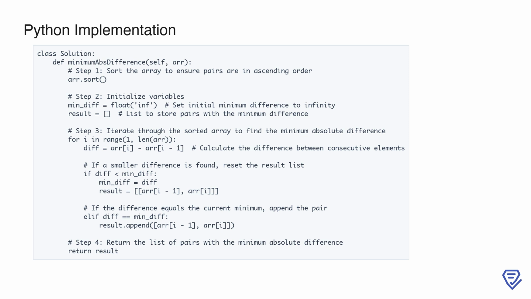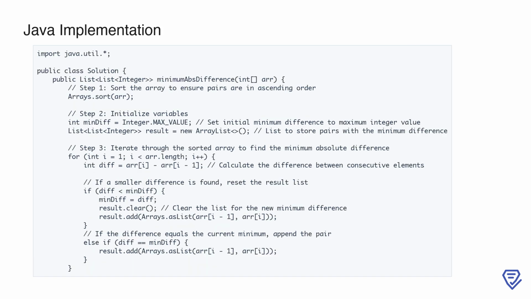If the current difference is smaller than min_diff, we update min_diff to this new value and reset result to store only the current pair. If the difference equals min_diff, we append the current pair to result. Finally, we return result, which contains all pairs with the minimum absolute difference. The algorithm's time complexity is dominated by the sorting step, making it n log n, where n is the length of the input array. This approach is efficient and handles all edge cases, including arrays with duplicate values or very large ranges of integers.